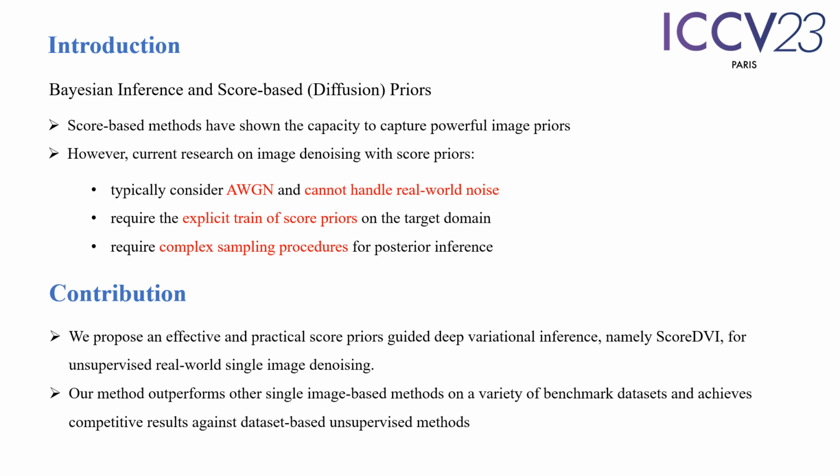Recently, score-based models have shown the capacity to capture complex image priors. However, some methods relying on score priors for image denoising can only handle additive white Gaussian noise. Moreover, these methods generally require score networks and complex sampling strategies for posterior sampling. To this end, we propose an effective and practical score priors guided deep variational inference for unsupervised real-world single-image denoising.